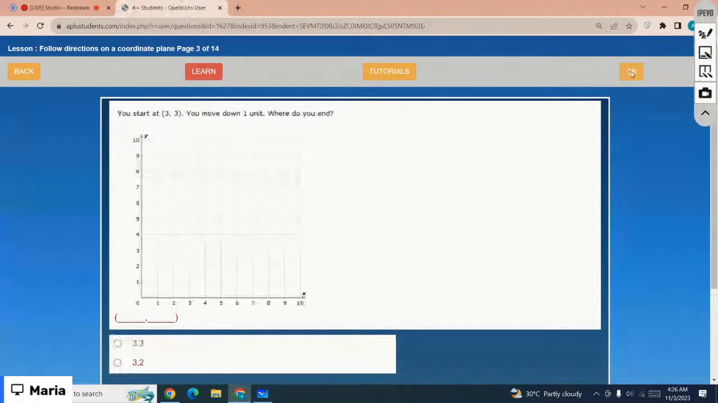You start at 3,3. You move down 1 unit. Where do you end? Which is the correct option? Move down, that means you have to subtract 1 from the y value. Yes, that is 3,2. The correct option is 2.